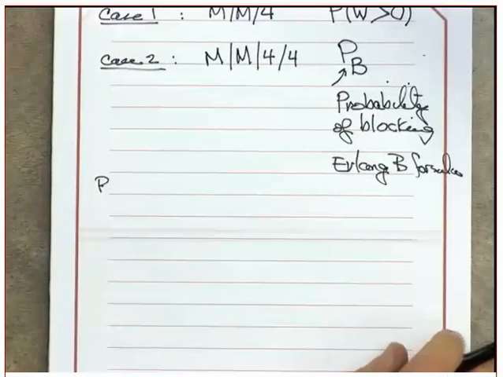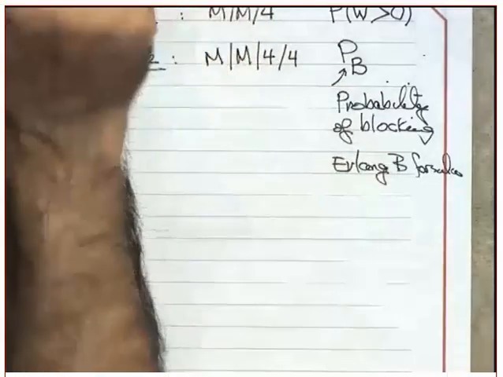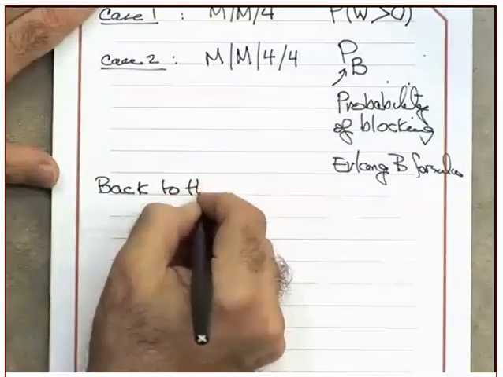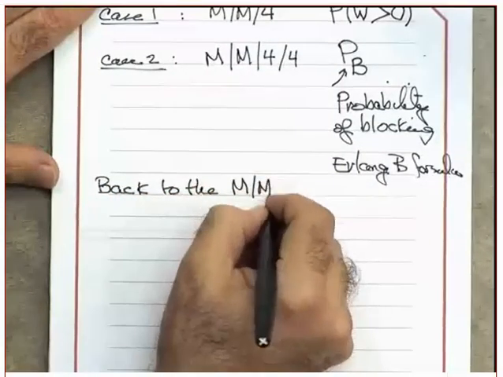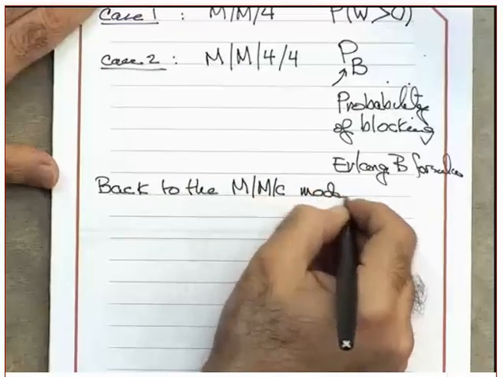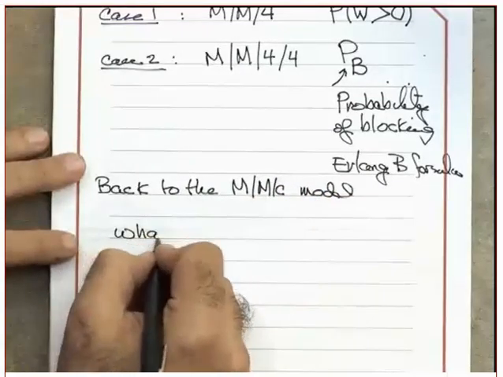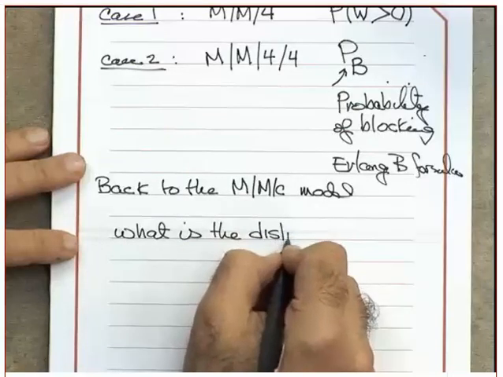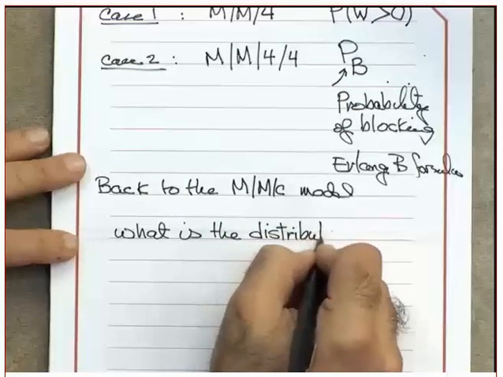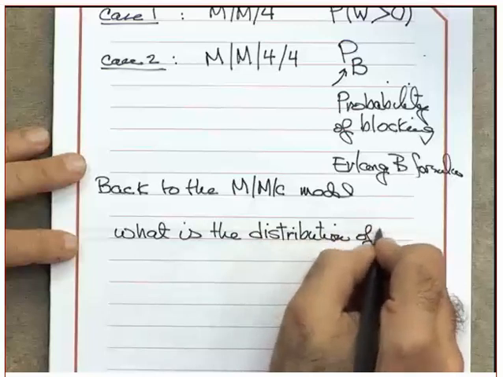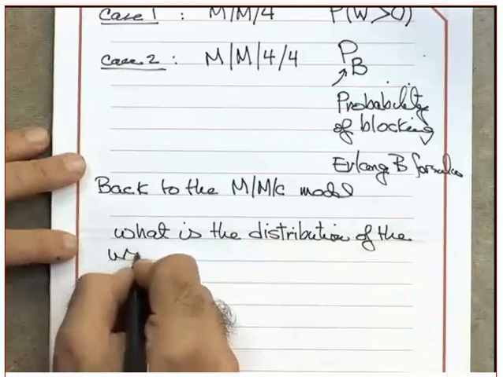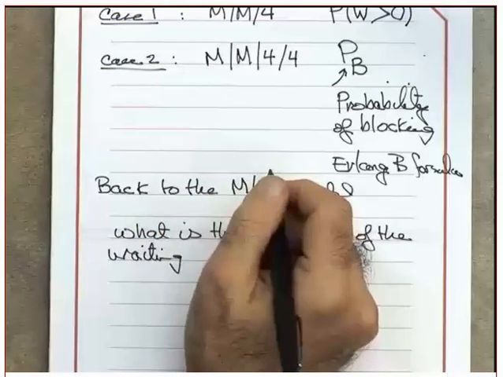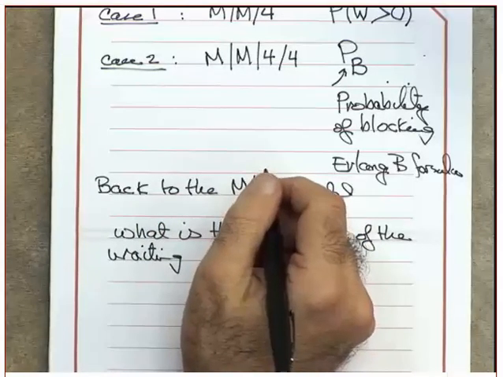This is now the hard part. Let's see if you can help me with the hard part. We are still in the same model. Back to the what? What is the distribution of the waiting time? Did we calculate E of W? E of W is what? Is the average waiting time.